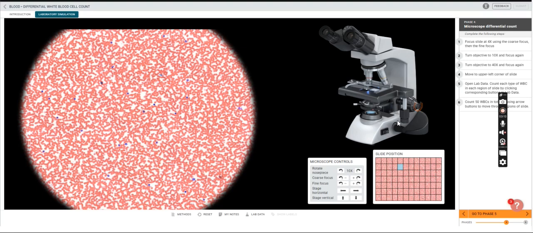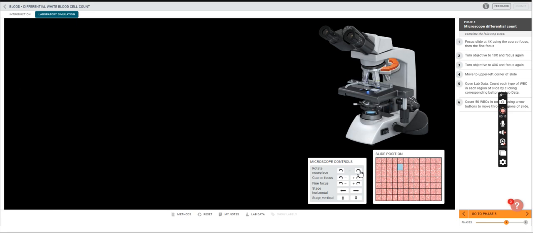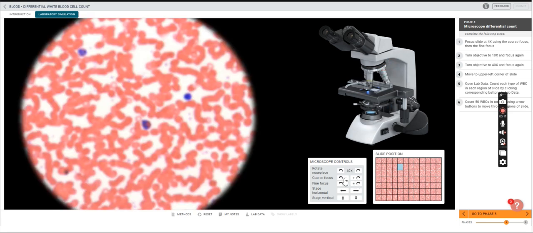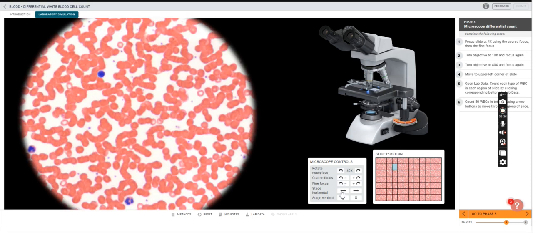Then it wants us to take it to the 40 times, so we'll take it all the way up there. It looks pretty good. Again, if you try to use the coarse focus, you'll get this alert. Exit out of it and use the fine focus knob right below it. That should take it to here. Now we have a good image. It says to move to the upper left corner, so we'll do that.